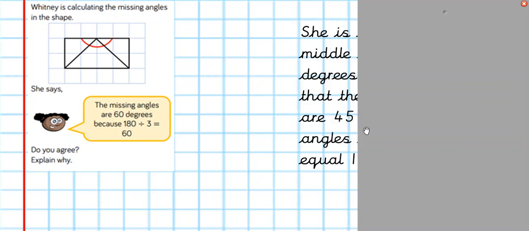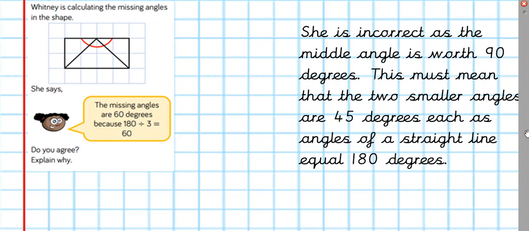Okay, let's have a look at the answer then. So Whitney is incorrect, okay? Because the middle angle here is worth 90 degrees. And we know it's worth 90 degrees because it goes halfway through two squares there, okay? Which makes a full square. So this must mean that the two smaller angles are 45 degrees each, okay? Because angles on a straight line equal 180 and 90 plus 45 plus 45 is 180. Well done if you got that one correct.